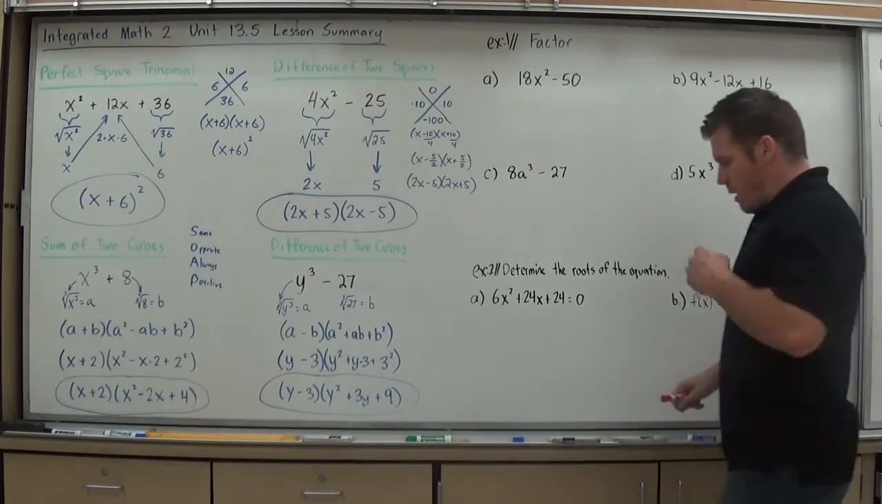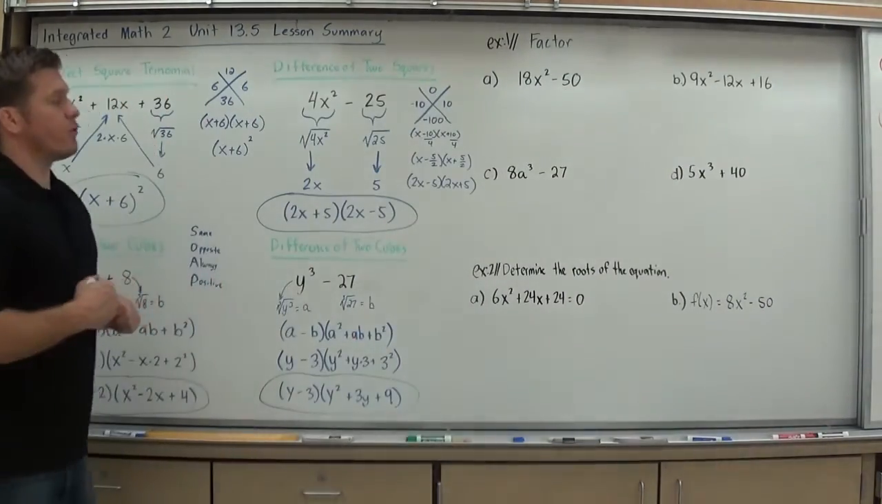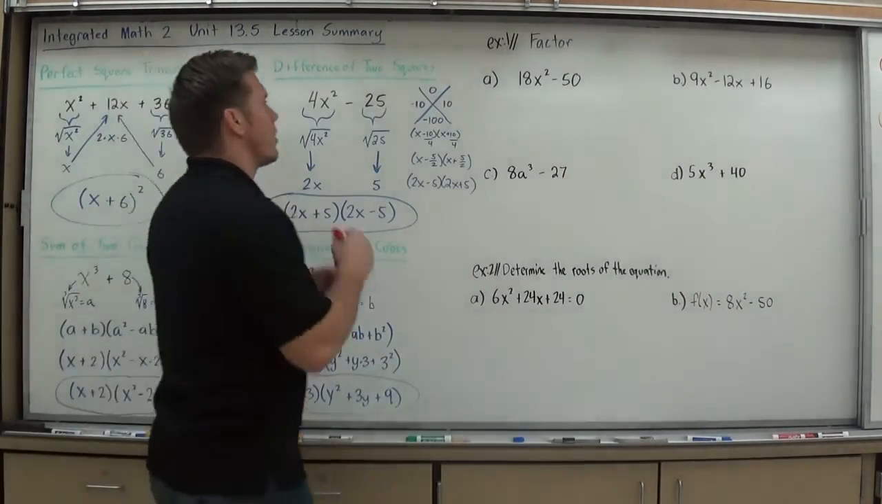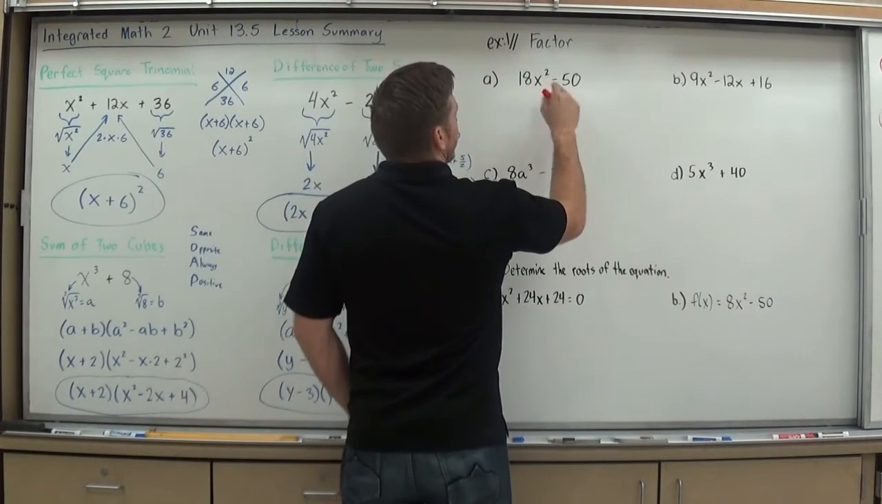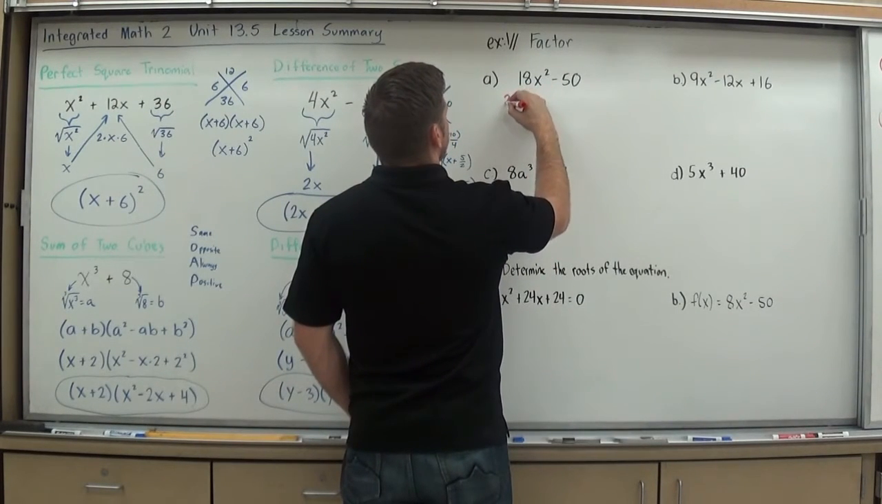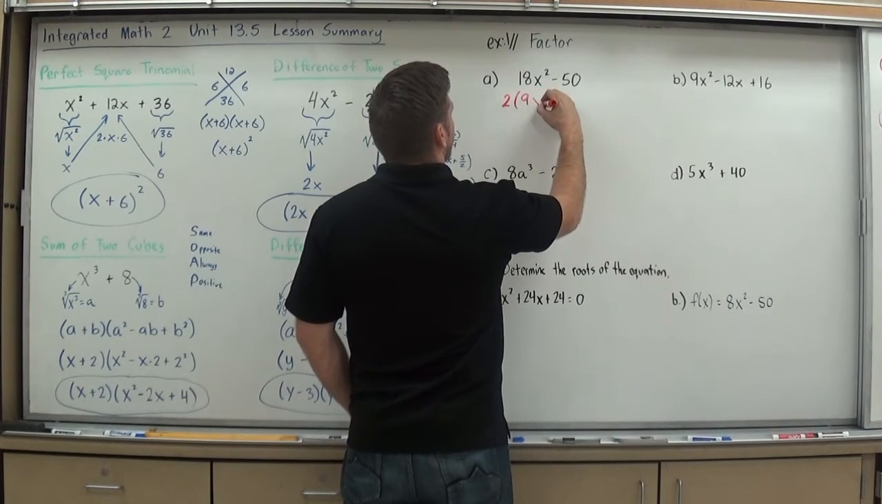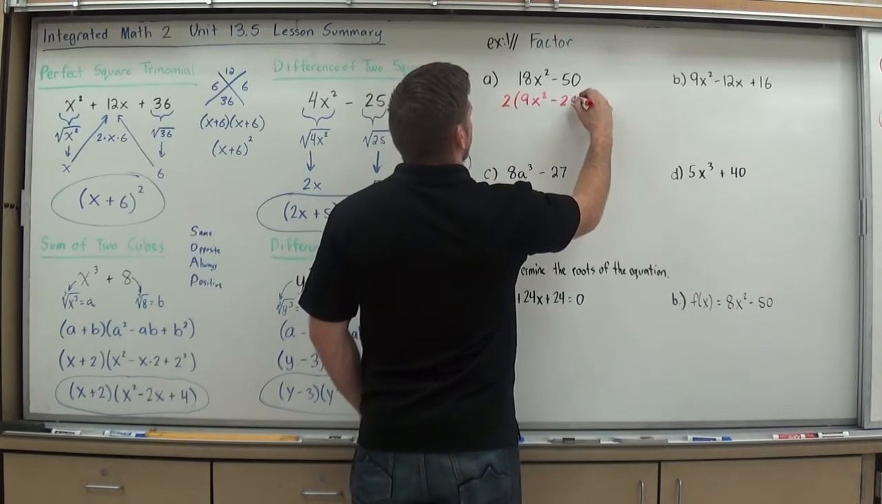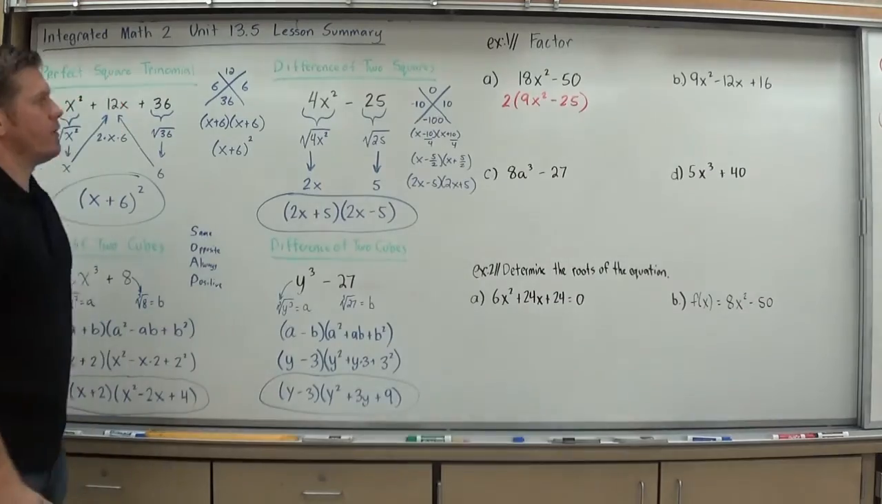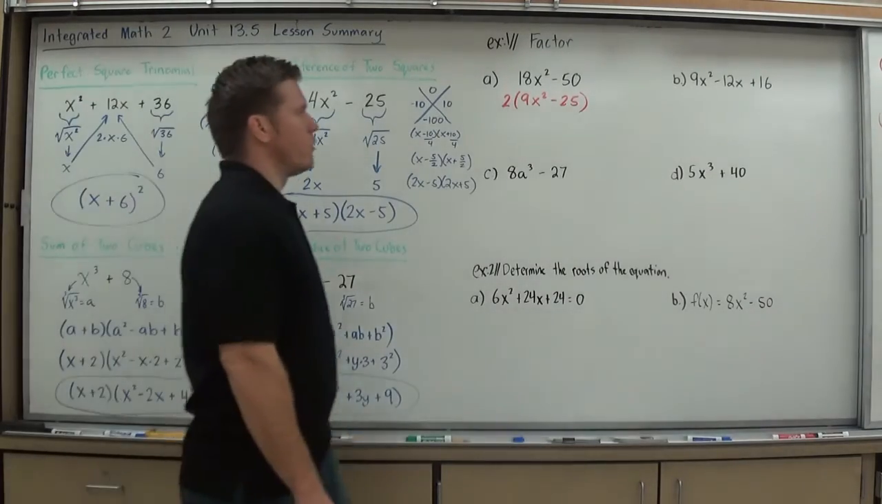So let's get started. We want to factor 18x squared minus 50. I always start with GCF. What goes into 18 and 50? Well, 2 does at least. I take a 2 out, I factor by the GCF, divide both of those by 2. Here's what I'm left with: 2 times 9x squared minus 25.